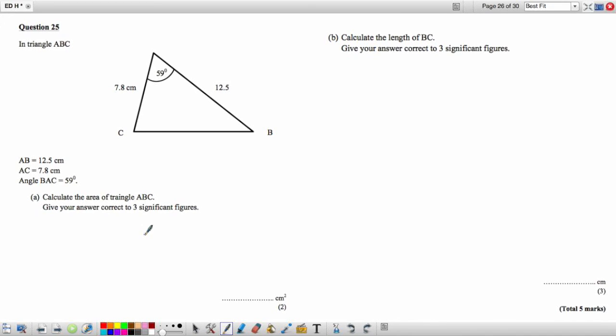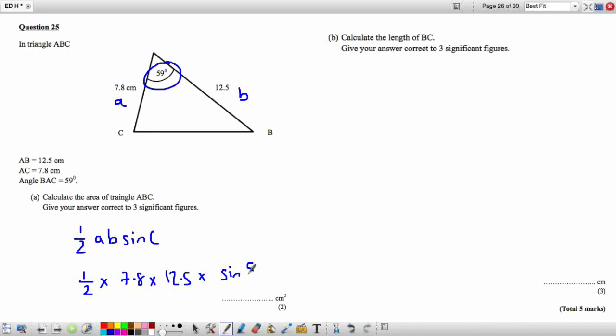Question 25. Calculate the area of this triangle. Here we apply the formula half AB sine C. This side is A, this side is B, and this is the angle enclosed, which is the sine C part. Substituting into your calculator, half times 7.8 times 12.5 times sine 59. Correct to 3 significant figures is 41.8.